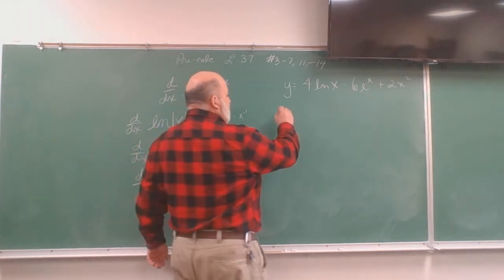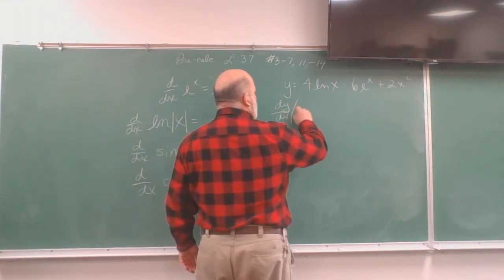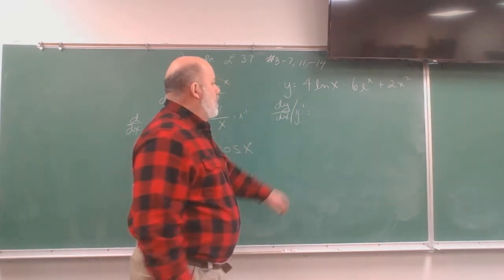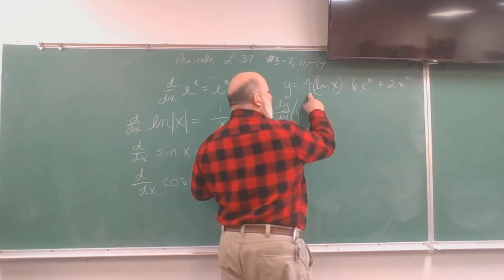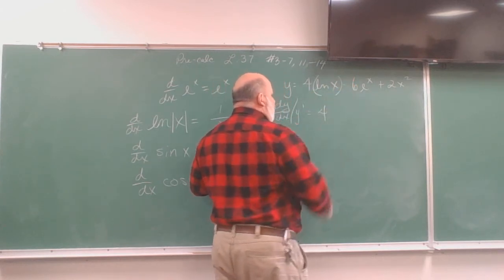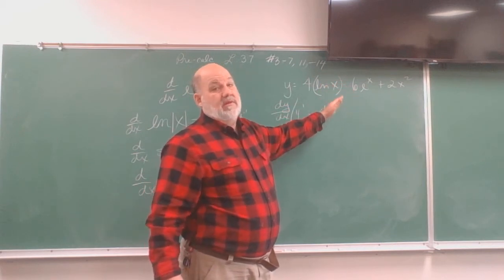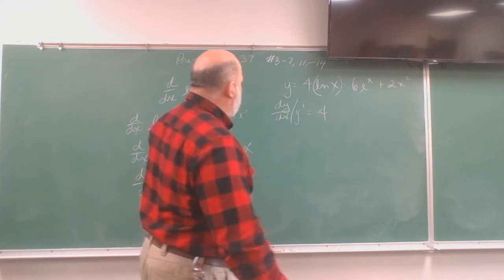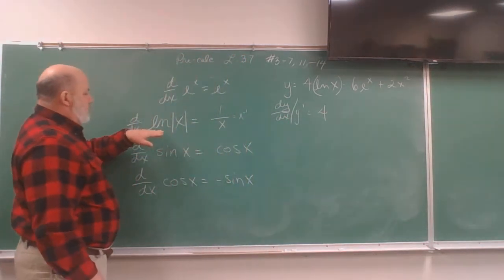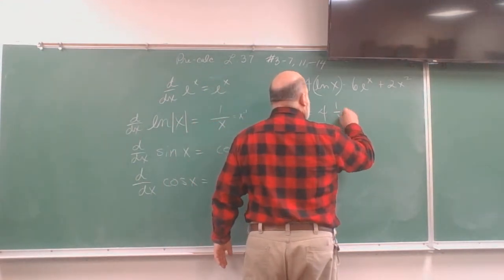When we find the derivative, which is dy over dx, which we could have just written as y prime, it's always this constant right here, 4, times the derivative of whatever the function of x is. In this case, it's the natural logarithm of x. We just learned 3 minutes ago that the derivative of ln x is 1 over x.